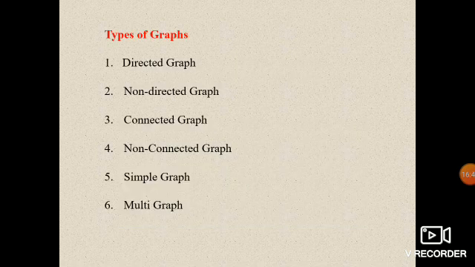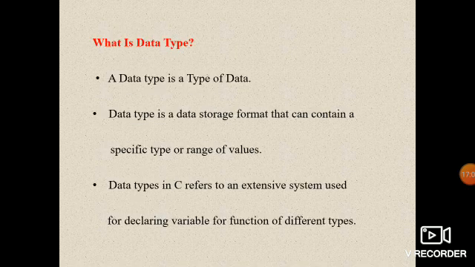How many types of graphs do we have? Directed graph, non-directed graph, connected graph, non-connected graph, simple graph, and multigraph. These are the different types of graphs. So in non-linear data structures we discussed trees and graphs.